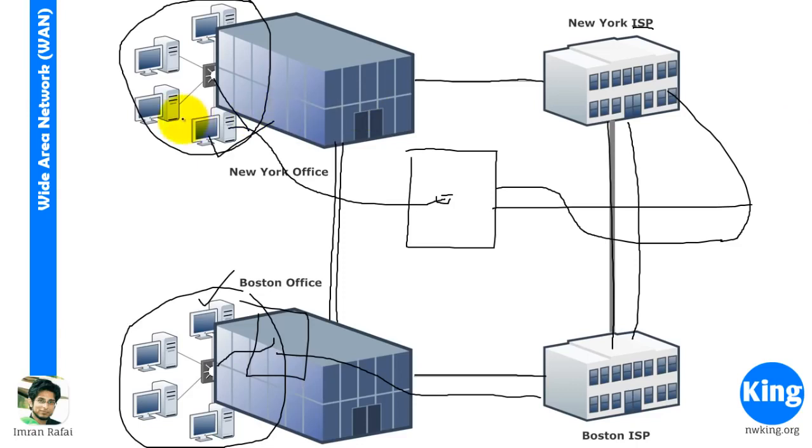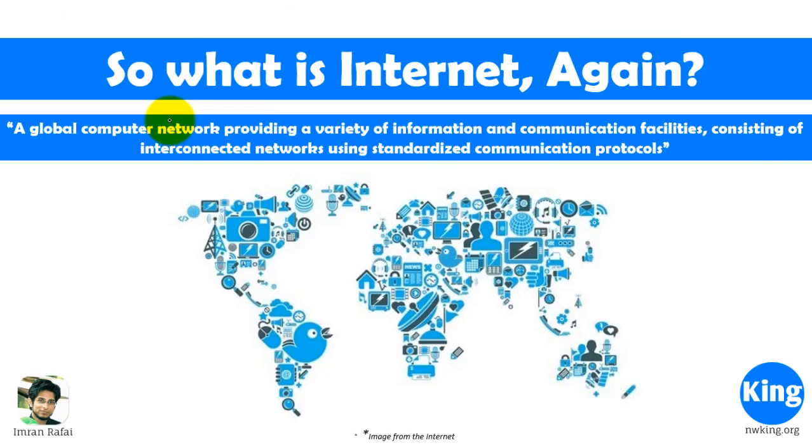Internet is nothing but a very massive WAN which covers the entire world, where you have a lot of public resources. So if you Google it, this is the definition of what the internet is: a global computer network providing a variety of information and communication facilities, consisting of interconnected networks using standardized communication protocols. Whoa, that is a big definition. Well, that's exactly what it is.